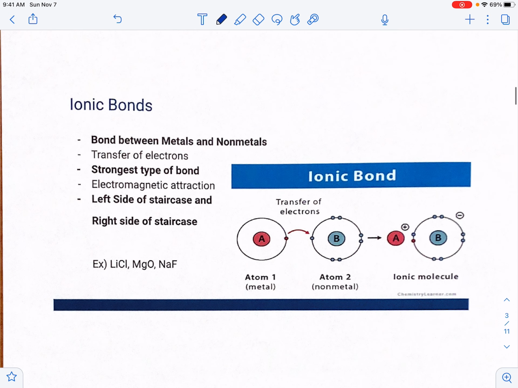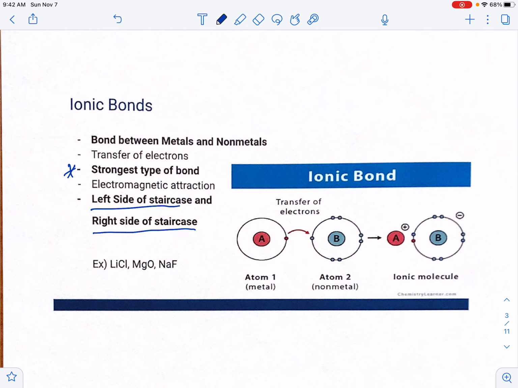Okay, so ionic bonds is the first bond we're going to talk about. That is between your metals and nonmetals. Remember, we just recapped that metals are on the left side of the staircase and your nonmetals are on the right side of the staircase. These are going to be the strongest type of bond, because your metals are going to have a positive charge and your nonmetals are going to have a negative charge. We know with things like magnets, opposites attract, so positive is going to be attracted to negative. Now with ionic bonds, this is the transfer of electrons.